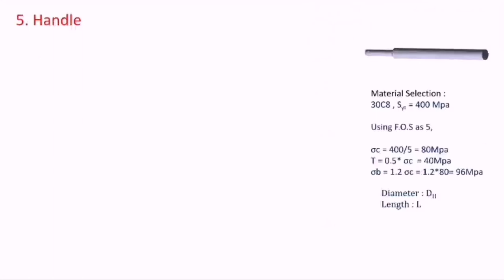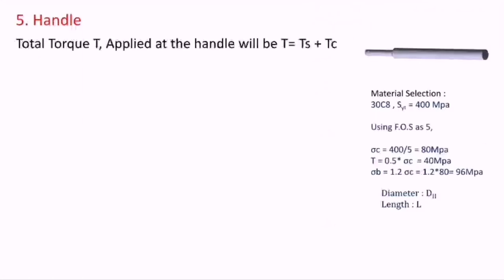Handle is used to apply the force to lift the load. Hence the torque applied at the handle should be more than or equal to the torque required to overcome the screw friction plus the torque required to overcome collar friction. We have already found out Ts, now we will find out Tc.